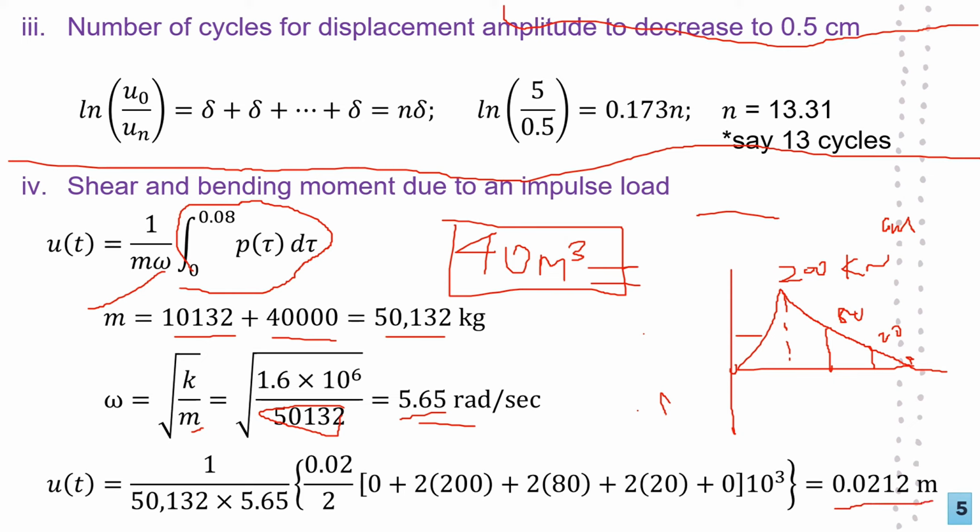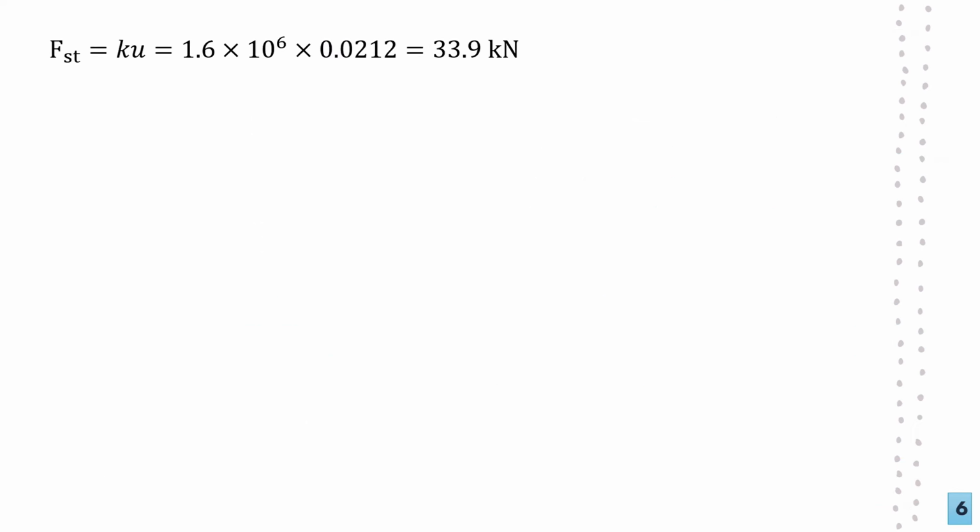So kindly take your calculator so that you can confirm that the answer is 0.0212 meters or 21 millimeters. That is the displacement due to that impulse after 0.08 seconds. So again, now we have the displacement, we have the stiffness. So you can get the static force with the water tank when it's full. And that one, you just plug in the values, get it at 33.9 kilonewton. And that is the shear force. The shear force, of course, is that static force that we have calculated.